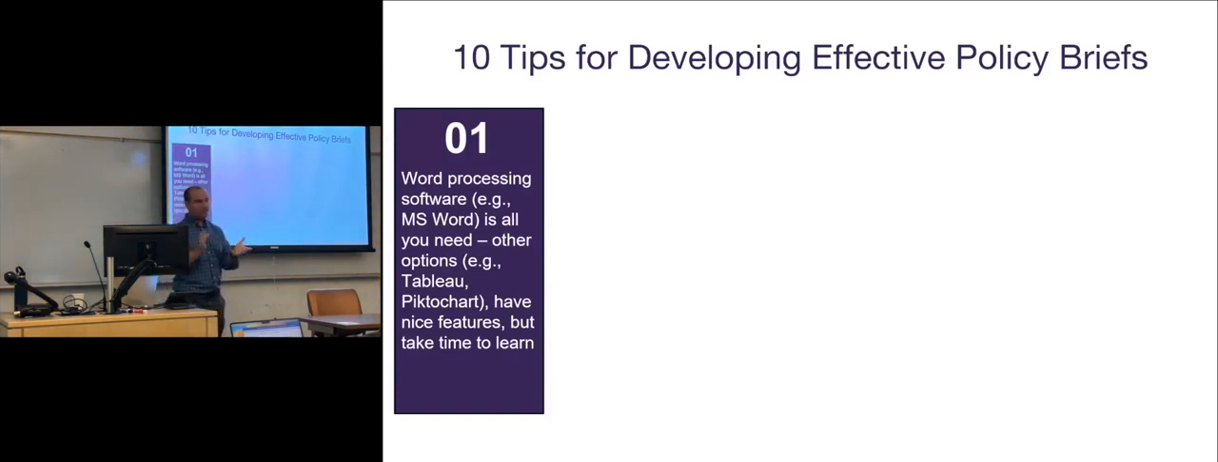MS Word and other word processing systems are all you need to write a really good policy brief. Others like Tableau, Piktochart, Canva, they've got nice features, but they take time to learn. There can be some subscription costs for those. Some of them are really quite affordable. So if you haven't looked at Piktochart or Canva, there's an education rate. It's really not that much. But I don't think you need those to do a really good policy brief.